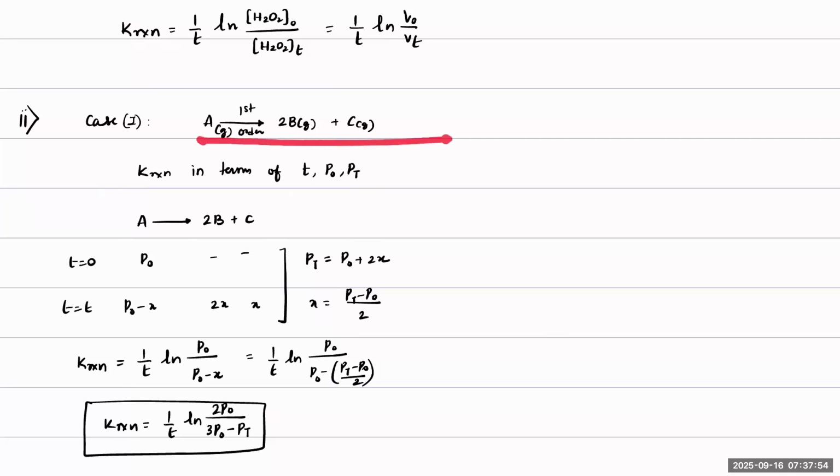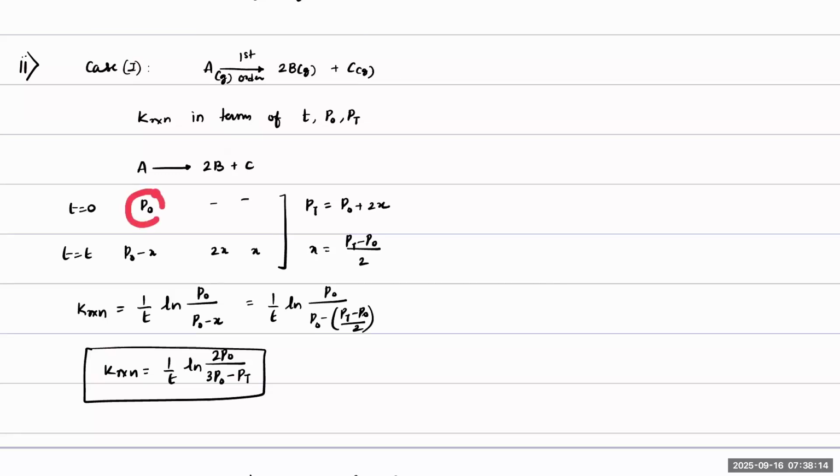Now, notice A giving 2B plus C, if all of them are gaseous reactions. Then k of the reaction in terms of t, P naught and P_t is what we need to represent. Got it? So then what can we do? Initially it is P naught, and nothing is there in B and C. Then P naught minus x, 2x, and x. So now the total pressure will be P naught plus 2x. x can be written as P_t minus P naught by 2.